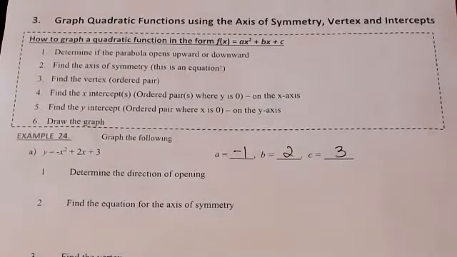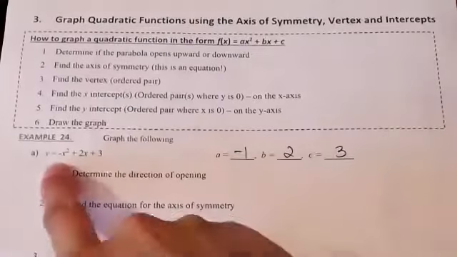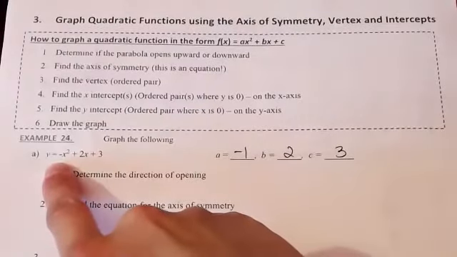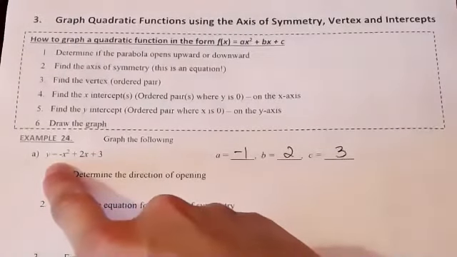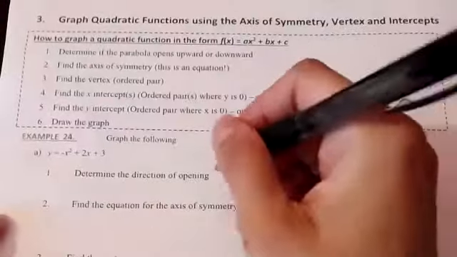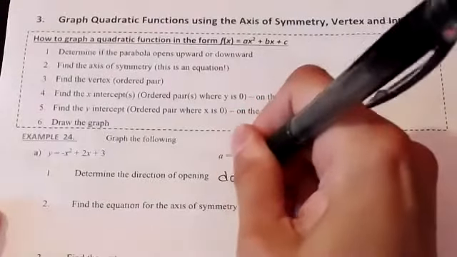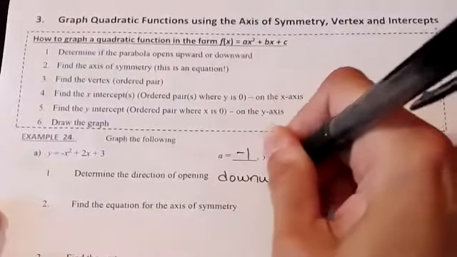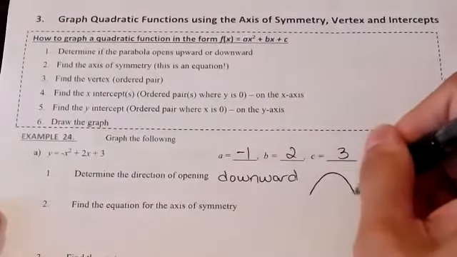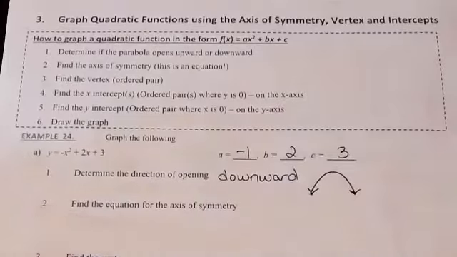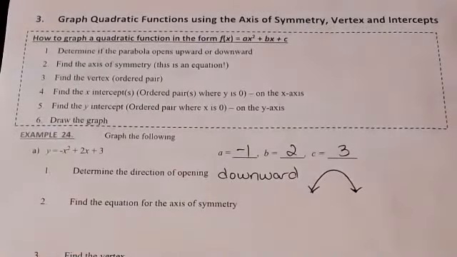So those are my coefficients. Next, I want to determine the direction of opening. Because I have a negative leading term, a negative quadratic, think negative, unhappy, frowning, opening downwards. Okay, so this is downward. What we have is an idea that our parabola is going to look something like that. It's always helpful to have an idea of what your parabola is actually going to look like.